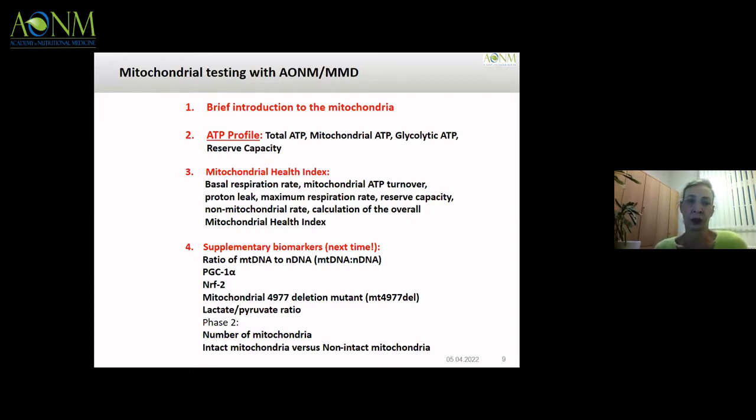And we will also talk about the mitochondrial deletion mutant. It's a common deletion mutant. It is a biomarker for oxidative stress in a cell, and the lactate pyruvate ratio, which will tell you whether your cell is using glucose or carbohydrates or fatty acids or amino acids, and whether the cell can use the mitochondria or whether it's only producing lactate.